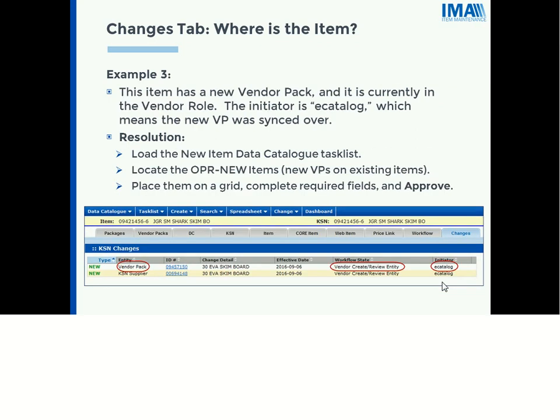In this example, this item has a new vendor pack, and it's currently in the vendor role. So under Entity, we can see vendor pack, type is new, workflow state is vendor create/review. Initiator says e-catalog. That means this new vendor pack was synced over. So again, to resolve this, vendor packs that have been synced over are going to be located in your new item data catalog task list indicated by OPR new. So you would just put them on a grid, complete the required fields, and approve.